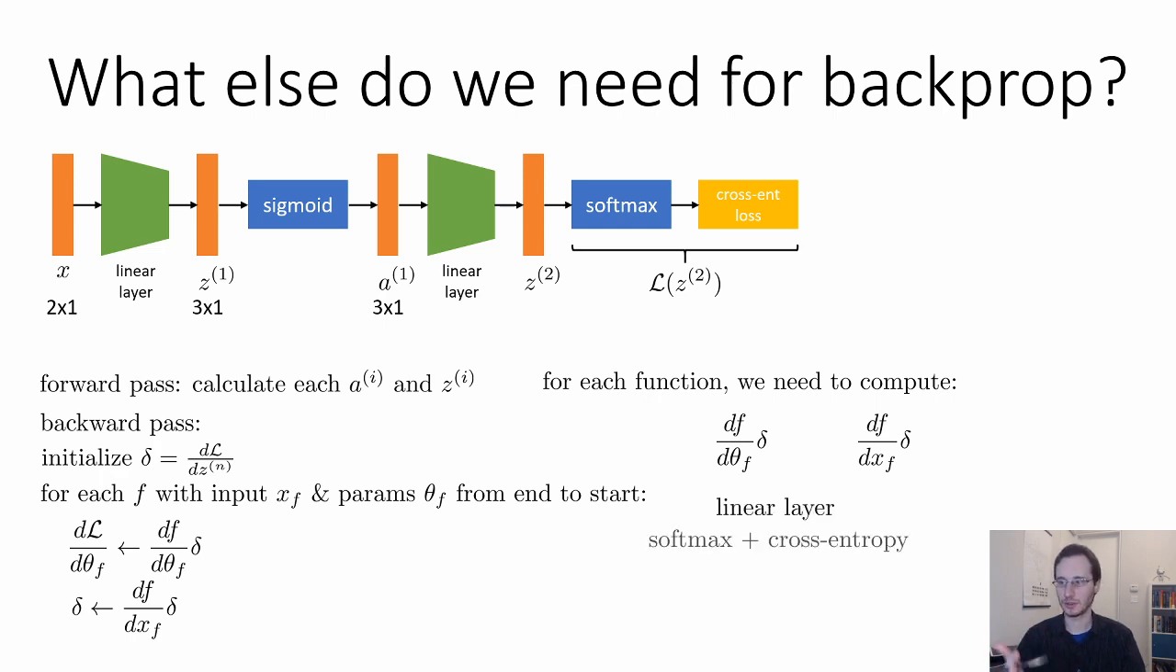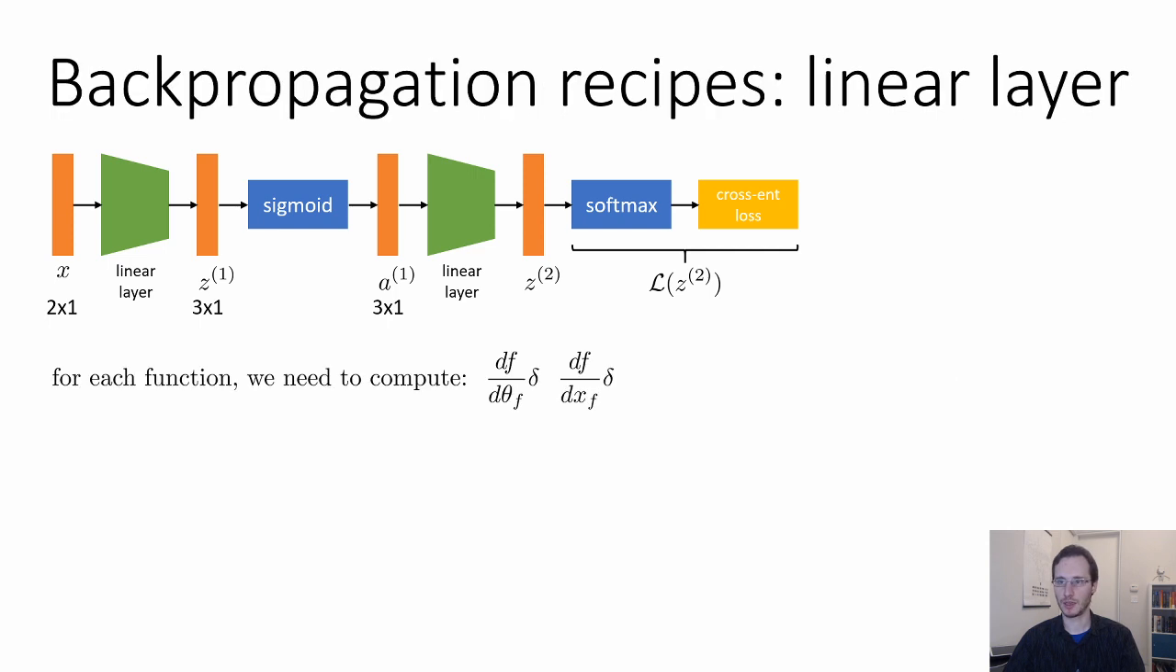So we need to do this for linear layers, for the softmax plus cross entropy, for sigmoids, for ReLUs, and so on. Most of these are pretty easy, but I will go through some of them in this lecture just to work them out, and hopefully for the remaining ones you can figure them out on your own. Probably the most complicated one is actually the linear layer. It's also the only one that has parameters, which is part of what makes it so complicated. So the linear layer is given by this expression, so Zi plus 1 is equal to Wi times Ai plus Bi.